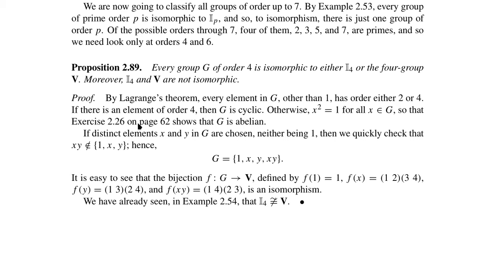So by Lagrange's theorem, every element in G other than the identity will have order 2 or 4. It is not going to be able to have order 3, because 3 does not divide the order of the group G itself, which is 4. So you're going to have 2 or 4 itself. If it's an element of order 4, then of course G is going to be a cyclic group, right?